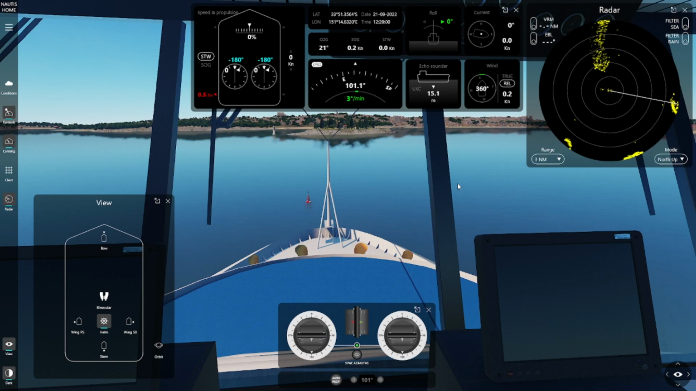Okay, so the next thing I'd like to demonstrate is that it is possible for the pivot point to actually be in a position that's not on the ship.